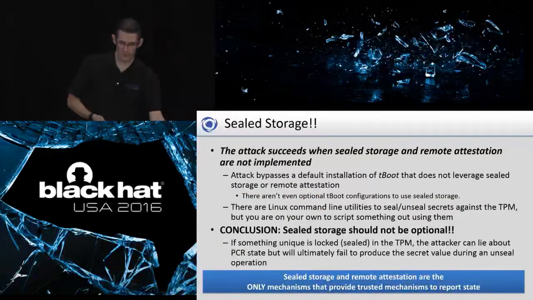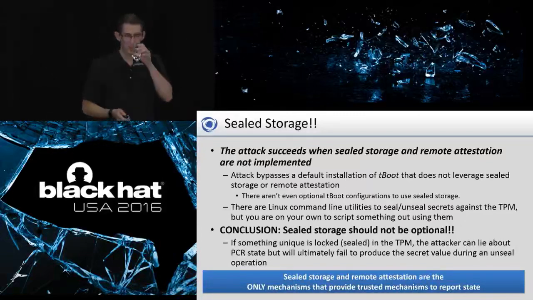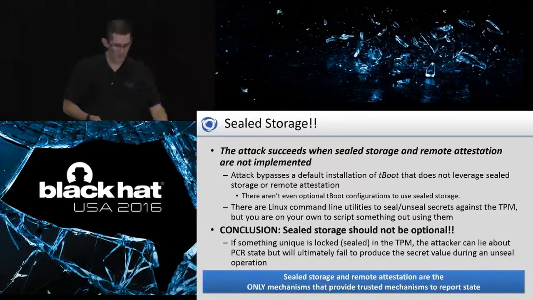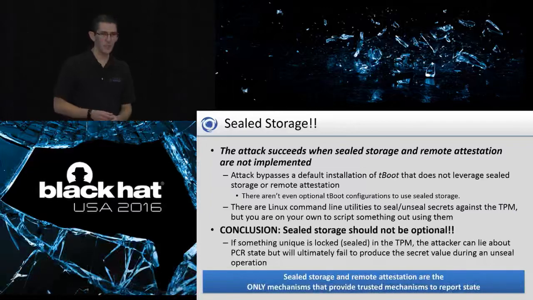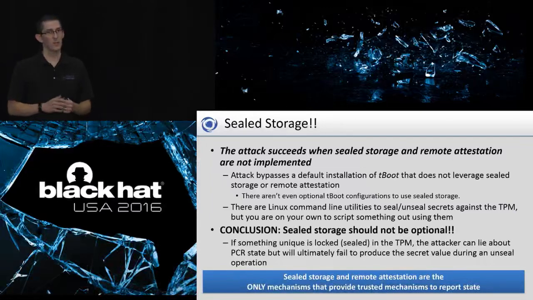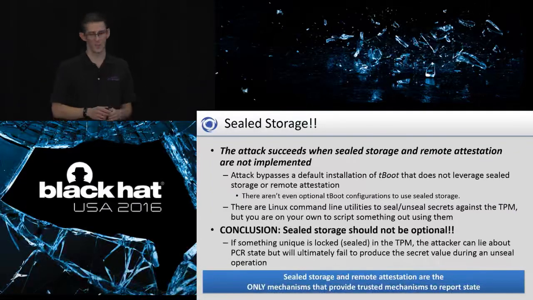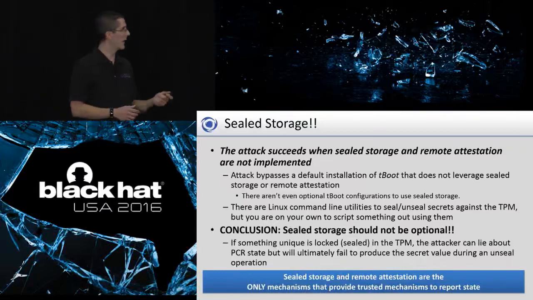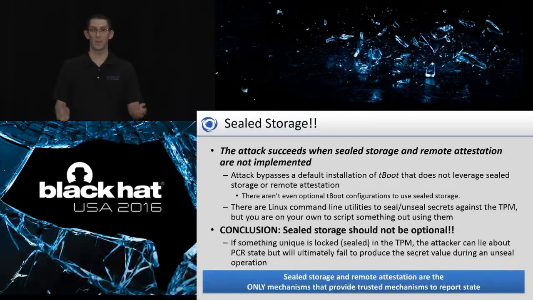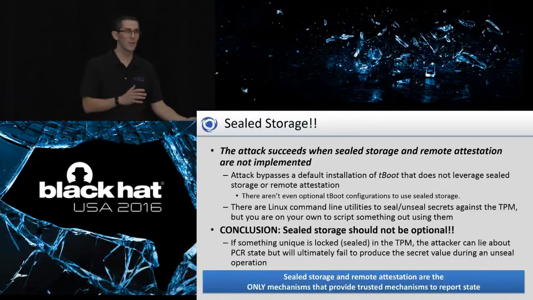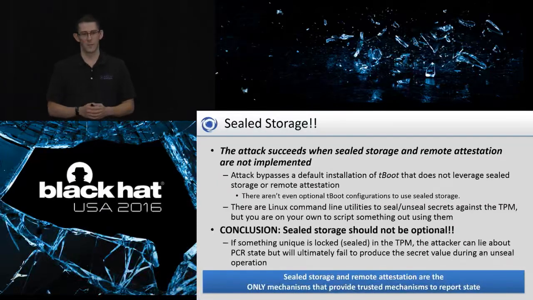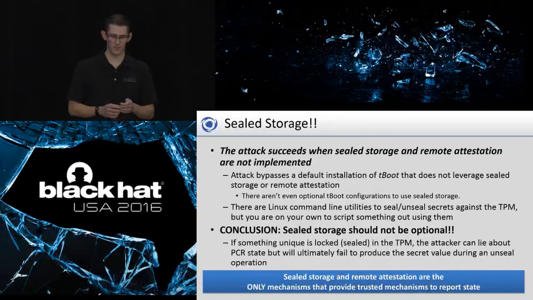All right, so TXT and sealed storage. The reason this attack succeeds, the reason the hypervisor rootkit can undermine TXT, is because sealed storage is not used. And my conjecture is that sealed storage should not be optional. It's considered an optional part of the platform, but without it, you have no way to guarantee the system is in a trusted state.